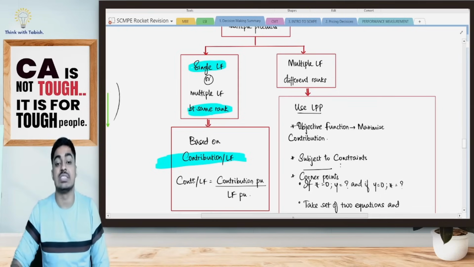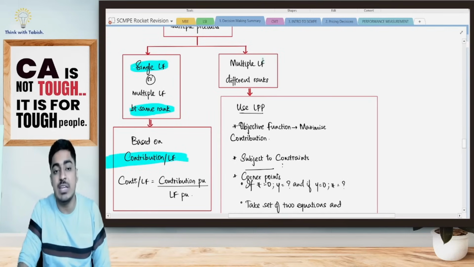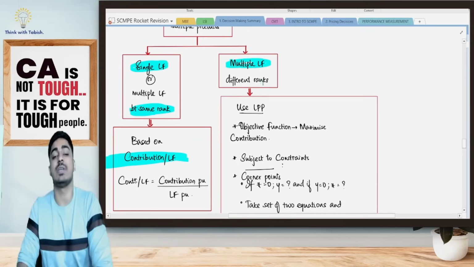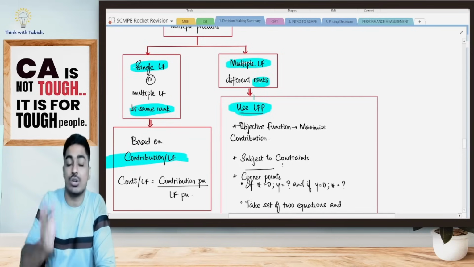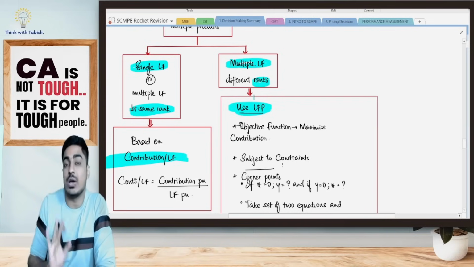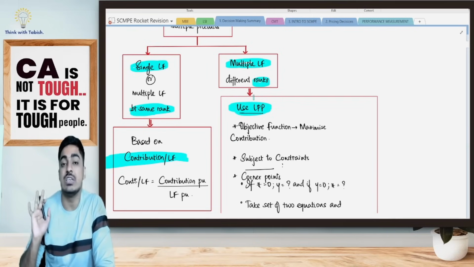Is it clear? Yes. However, I'm having multiple limiting factors and the rank is also different. I have no other option. I'll have to be using LPP. Again, just a shortcut, a quick summary of what we are going to do in LPP. Detailed revision is already uploaded.